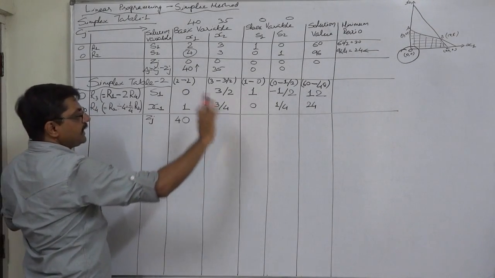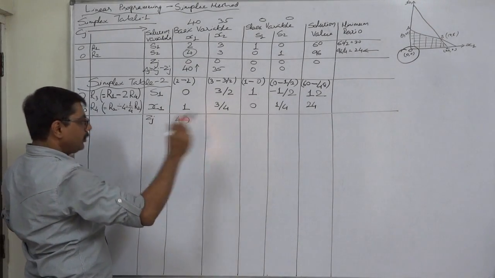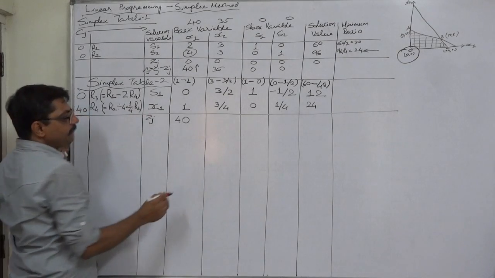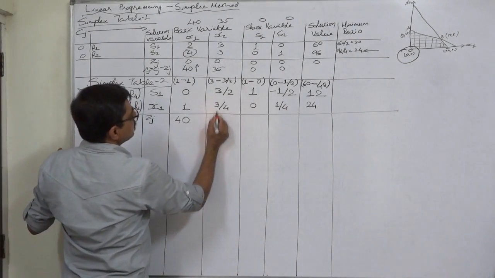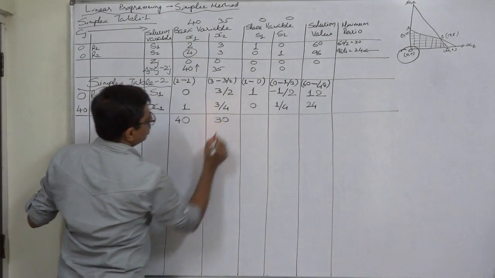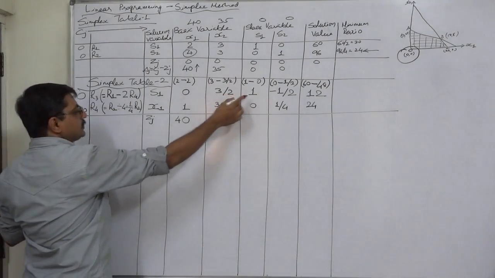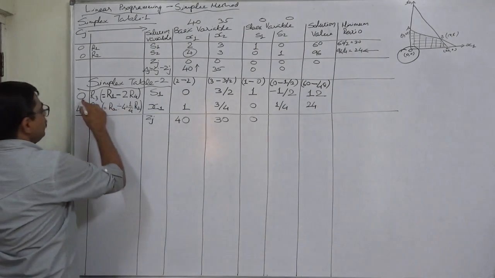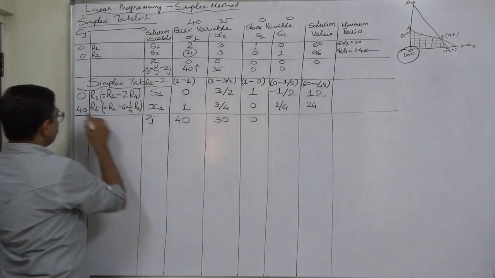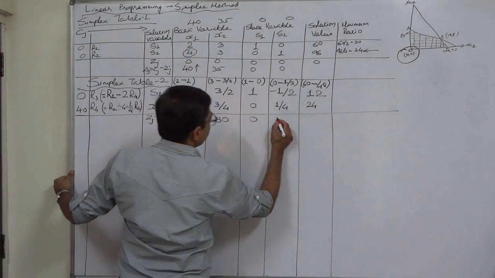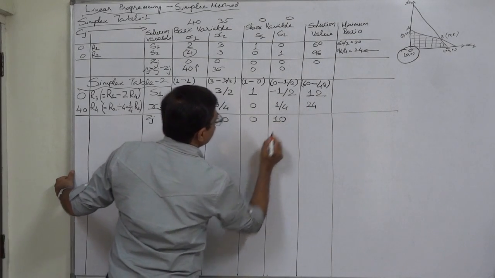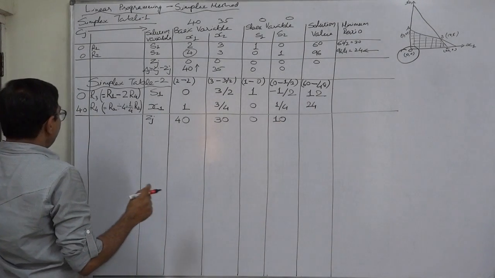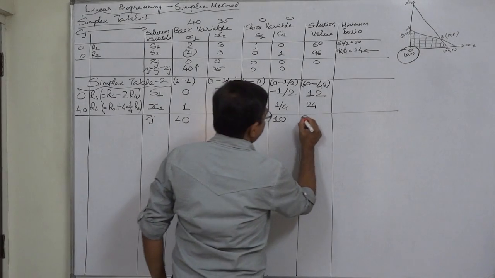0 into 3 by 2, it is 0. 40 into 3 by 4, it is 30. 0 plus 30 equals 30. 0 into 1, 0, plus 40 into 0, 0, so it is 0. 0 into minus 1 by 2, 0. 0 into 1 by 4, 10. 0 into 12, 0. 40 into 24, 960.